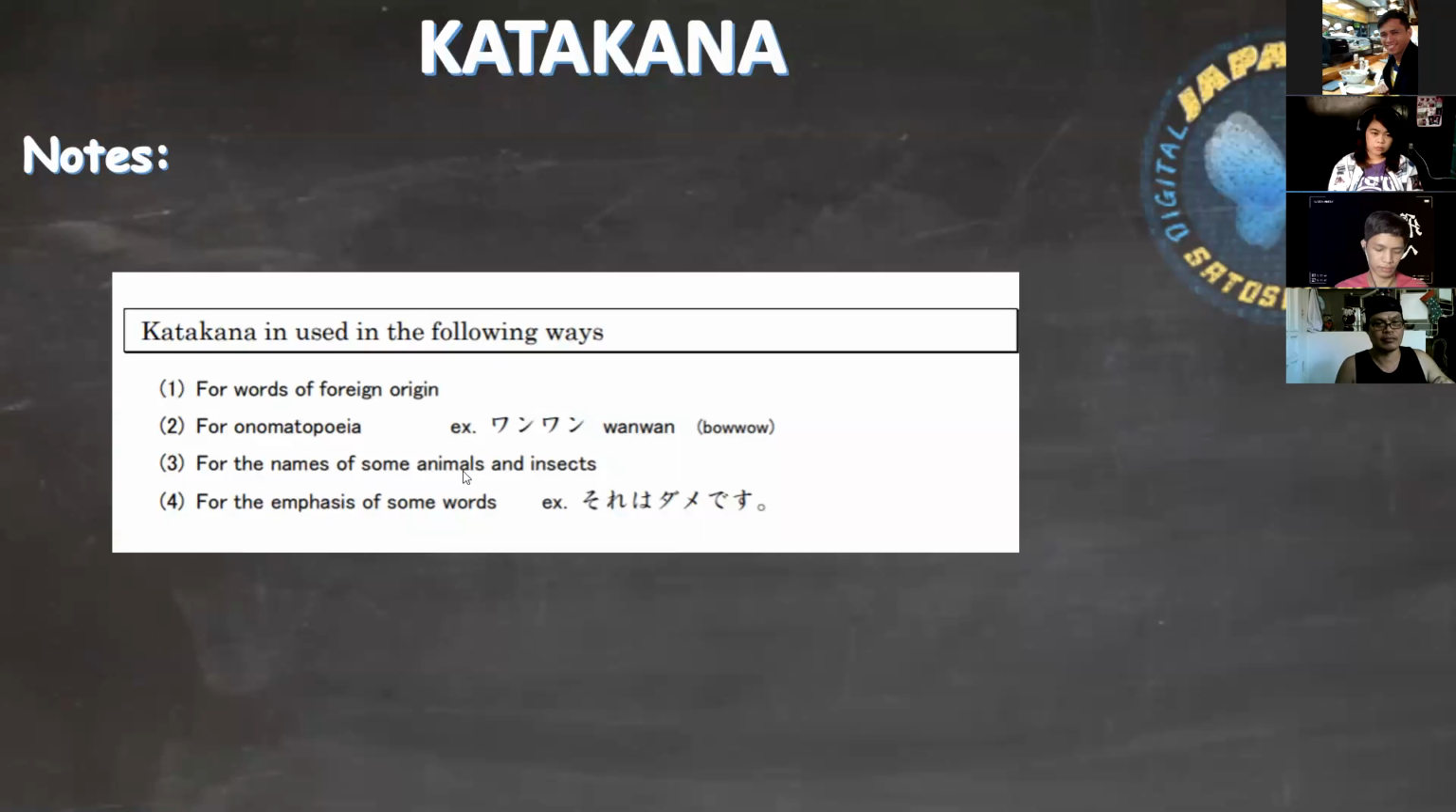It can also be the exact name of a species. Okay. So for example, an owl. Owl is a specific type of bird. So we use fukuro instead for that.